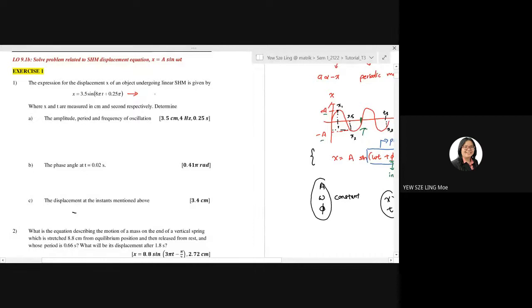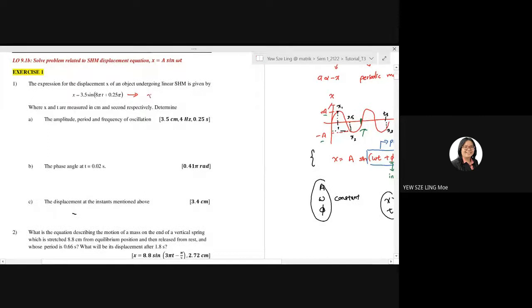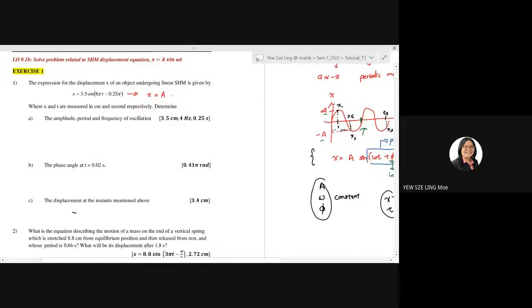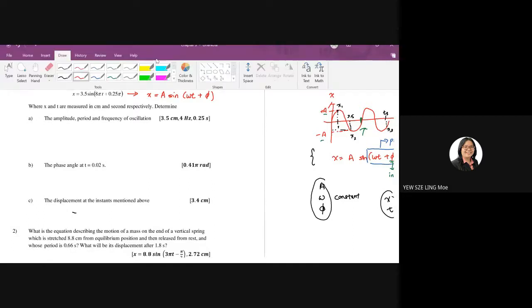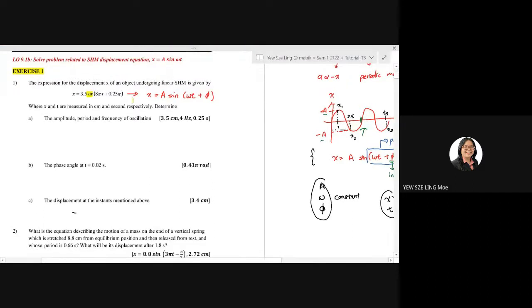So what is the general equation? For displacement, the general equation is just x equals A sine (omega t plus phi). Okay, so this is our general equation. Sometimes questions will give you equations in terms of cos. If you're given cos, then for the general equation you simply change it into cos. Since now you're given sine, you keep the equation in sine form. If you're given cos, then you just write A cos (omega t plus phi).